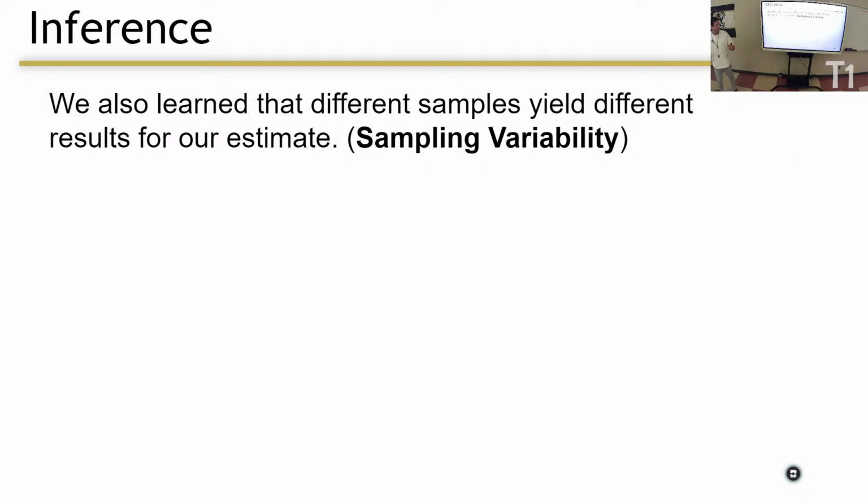We've also learned that different samples yield different results because of sampling variability. Again, we understand that. How many samples are we going to take? One, we're going to assume it's a good sample. We're going to assume that we know how to take good samples, and therefore we can generalize that to the population.